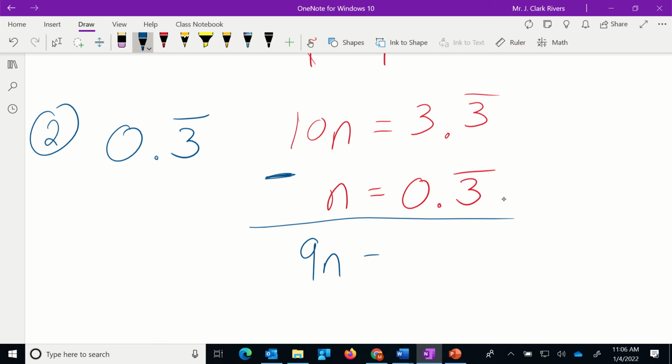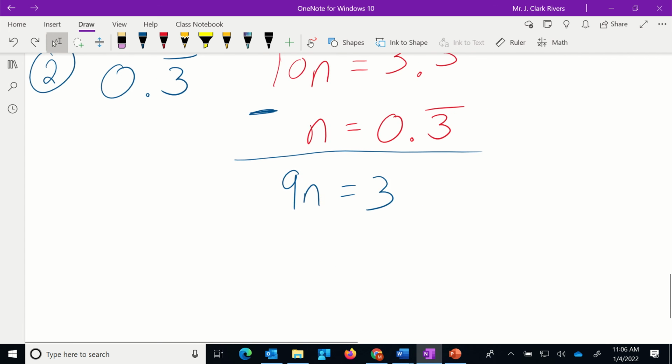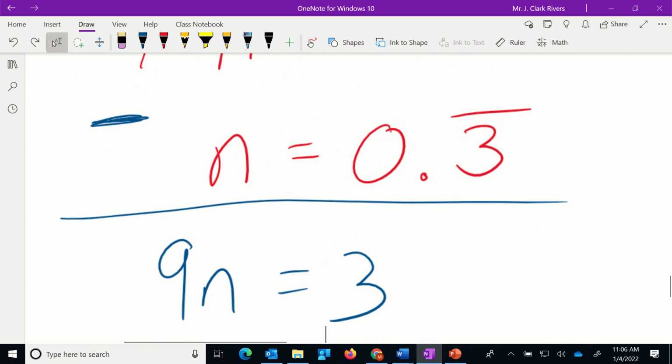9n. Jack, this 0.3 repeating minus the 0.3 repeating, what's going to happen here? That becomes what? Yeah, it becomes 0, right? And so then 3 minus 0 is what? 3, right? So just to recap, those get canceled out. 0.3 repeating minus 0.3 repeating goes away forever. It's gone.